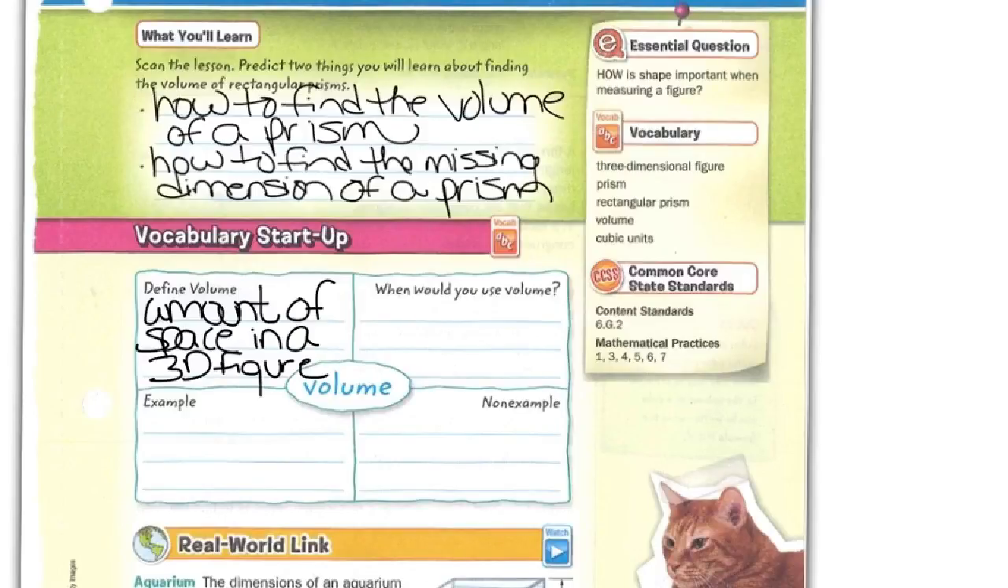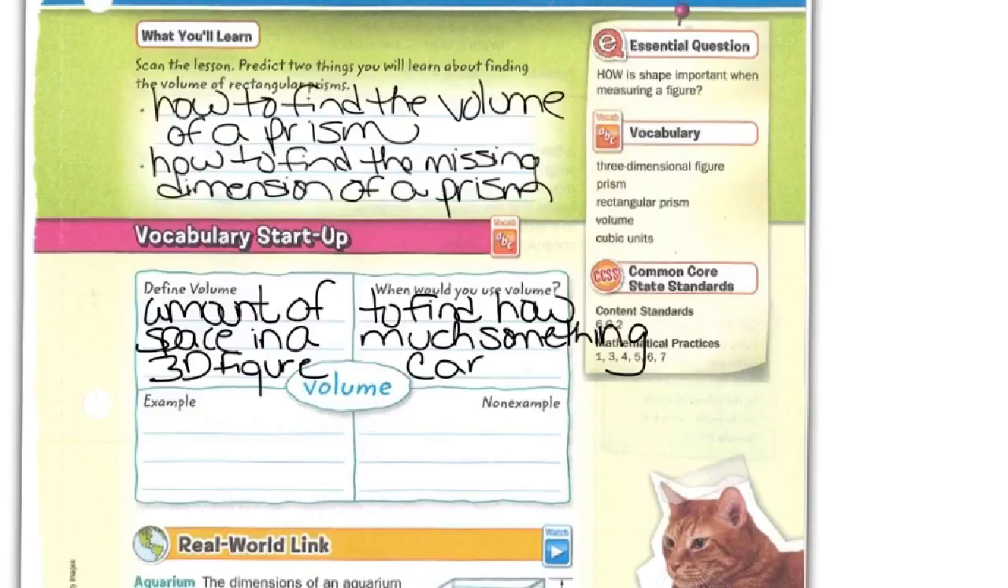When would we ever use volume? Well, hopefully you've also maybe done some of this in science, but you'll use volume to find how much something can hold. For example, an example of something that would be using volume would be how much space is inside of an aquarium.